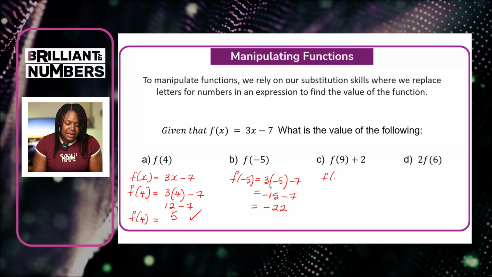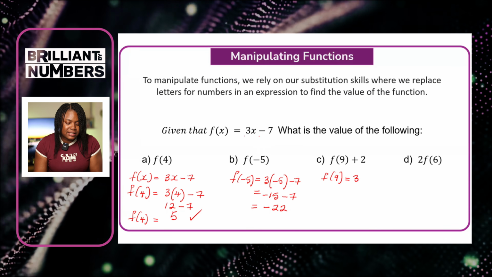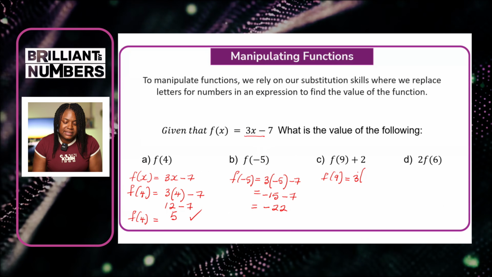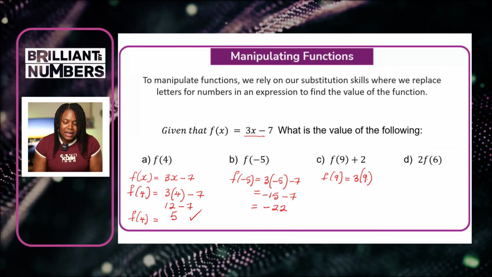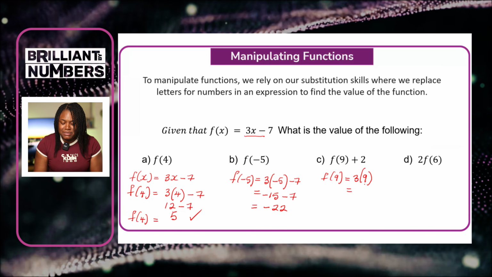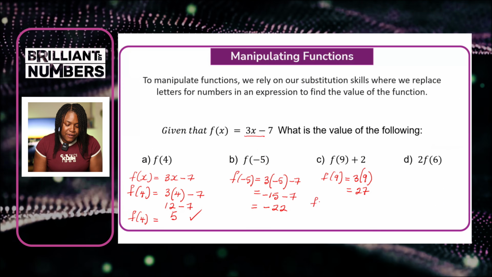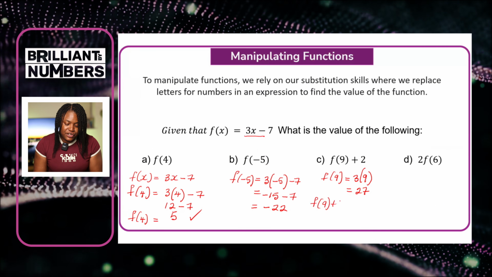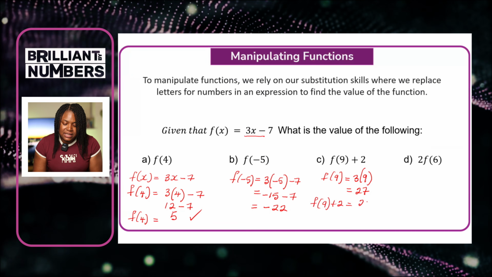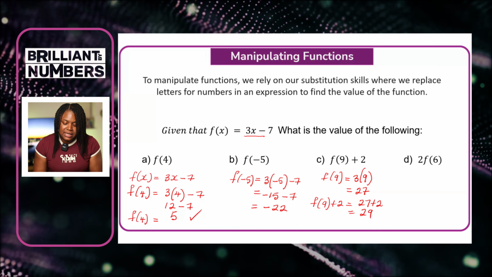So f of 9, let's find that first of all. Writing the same function, bracket, we're replacing x with 9. And then we're going to need to add 2. So I'm just going to leave the addition first. So 3 times 9 is 27. So that is f of 9. So f of 9 plus 2 will be equal to 27 add 2, which is equal to 29.